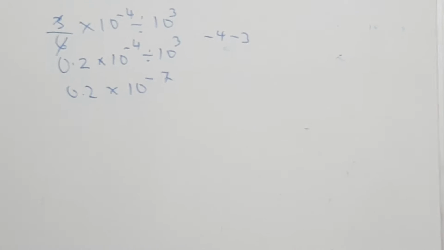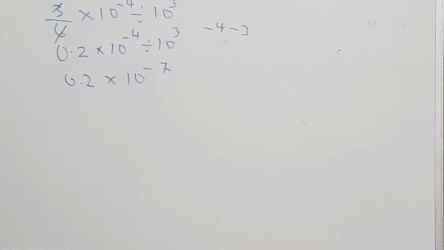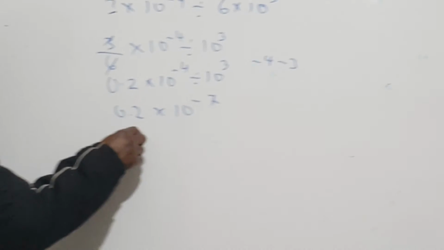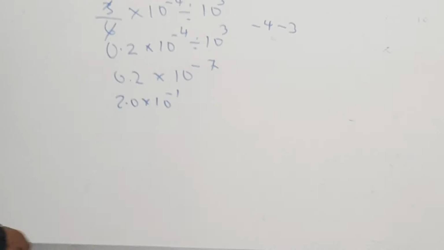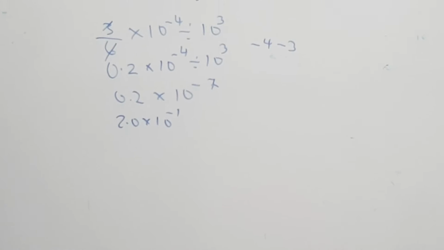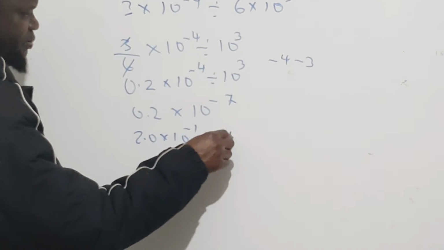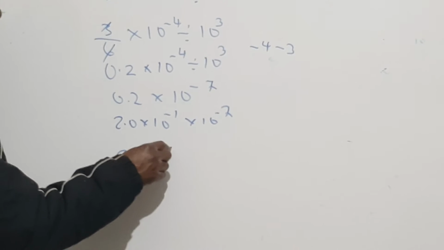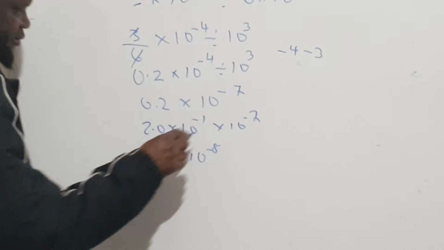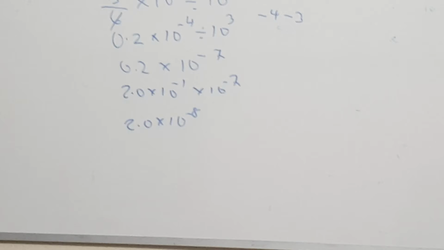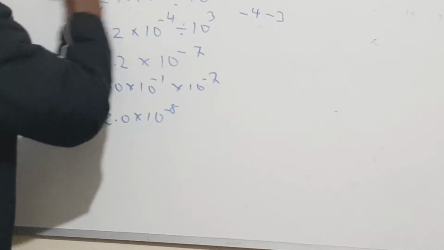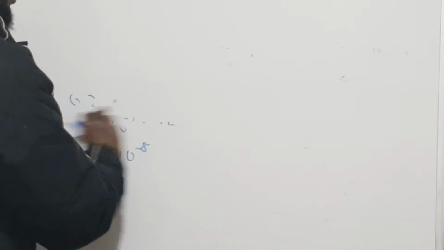Is this the answer? No. Ali, is this the answer? Put it in standard form. And this is 5.0 times 10 to the power minus 1, isn't it, because it's a fraction, a decimal, times 10 to the power minus 7. That's 5.0 times 10 to the power minus 8. Okay? Ali, is this understood? Okay. Now, if it is understood, we go to the exam style one.